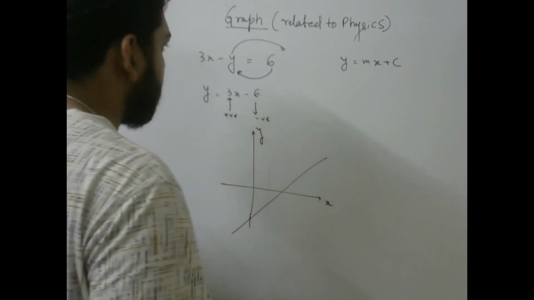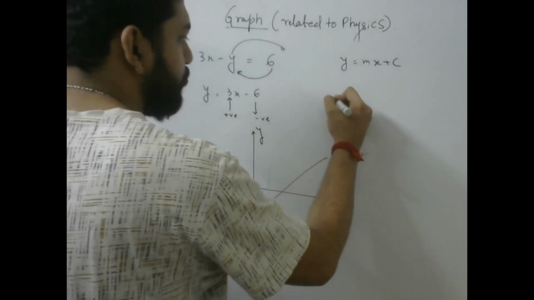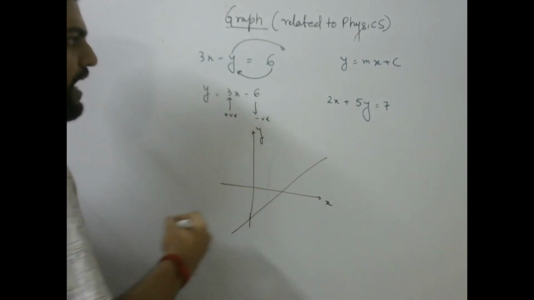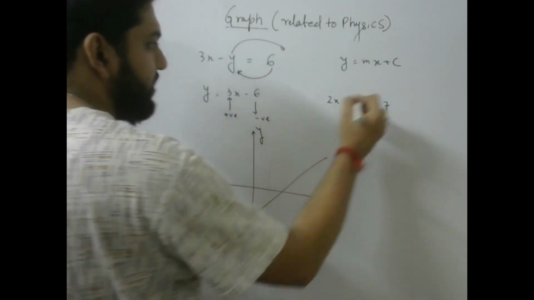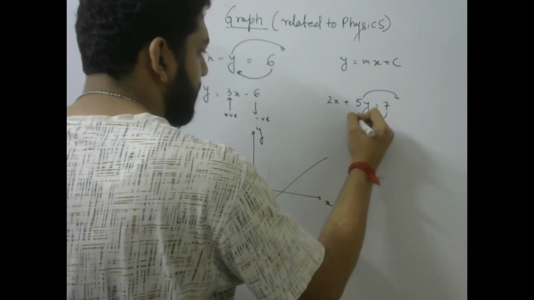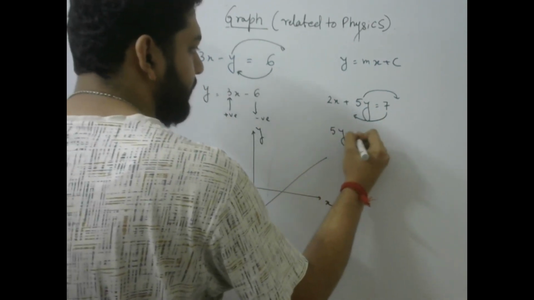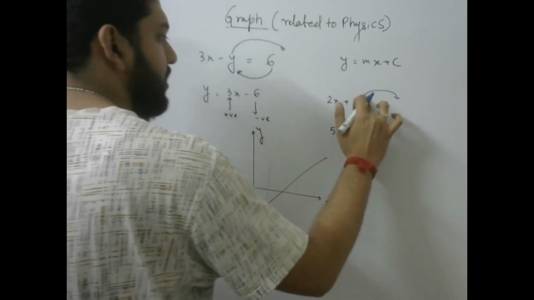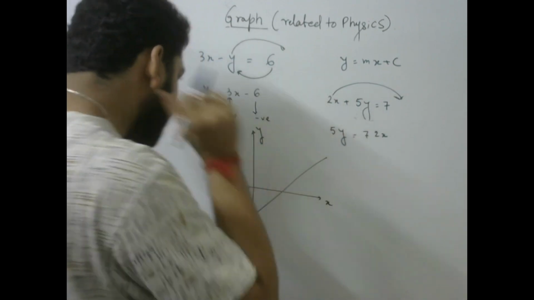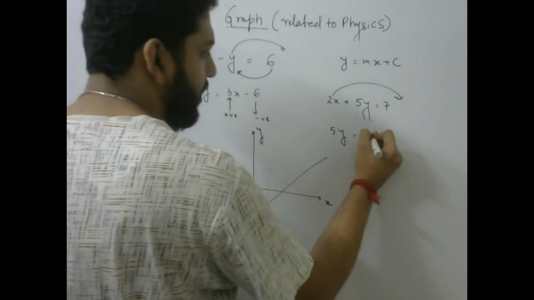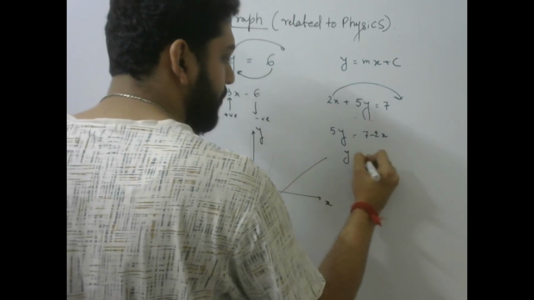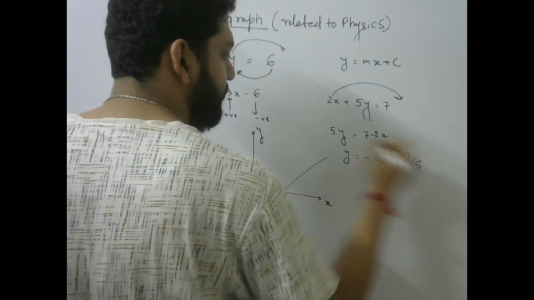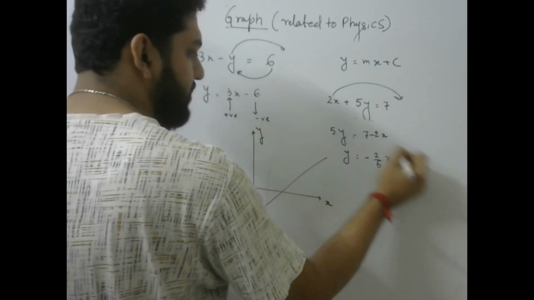Another example we can take, a simple one: 2x plus 5y equals 7. We need to rearrange it in terms of y equals mx plus c. So let's take 2x to the right hand side, so 5y equals 7 minus 2x. So y equals minus 2 by 5 x plus 7 by 5.